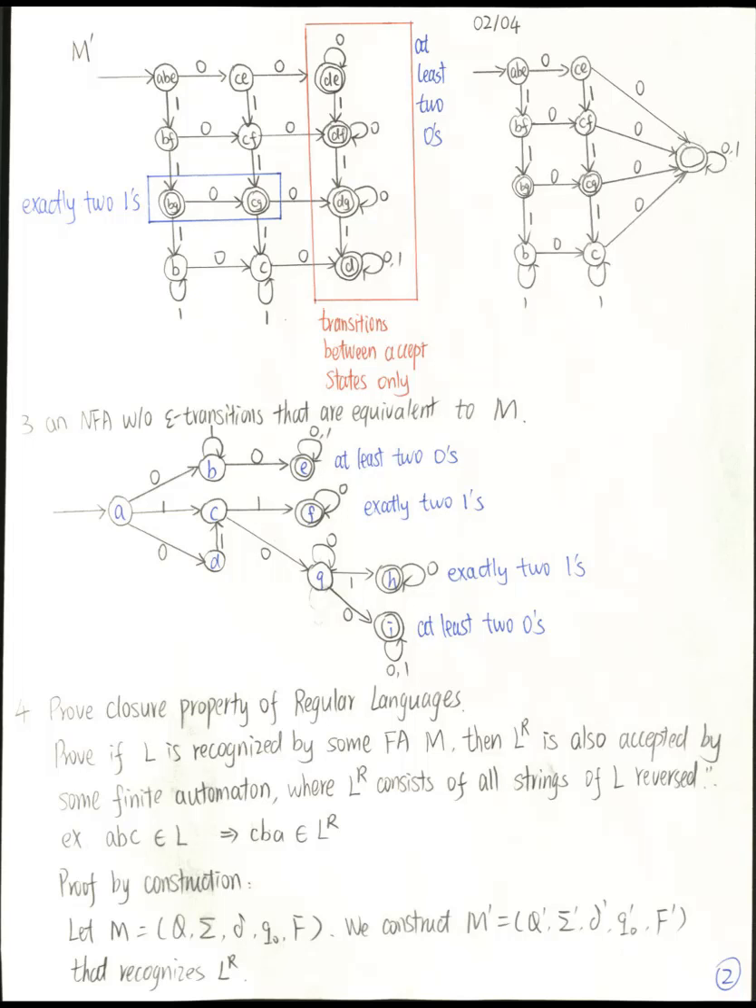We do this proof by construction. We know that L is recognized by M. So this 5-tuple of M, Q, sigma, transition function, the start state Q0, and the final states F, they are given to us. They are known. We can use this machine, these 5 tuples, to construct the new machine M prime that recognizes the language L^R.